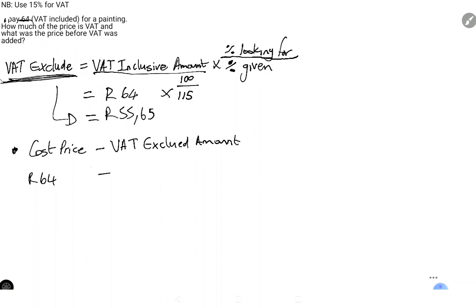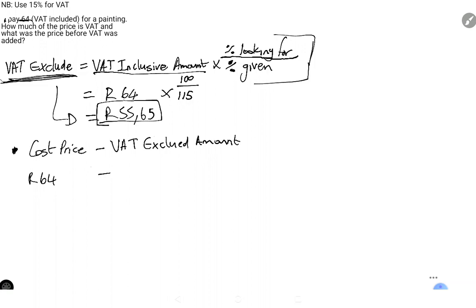So that's why it's important for you to know this formula. If you know the formula, you'll be fine. So just make sure that you are learning this formula and that you use it at all times. Okay, and then we want the VAT amount. How much of the price is VAT, and what was the price before VAT was added? Oh, this is the price before VAT was added. Okay, so now we're calculating what the VAT amount is.